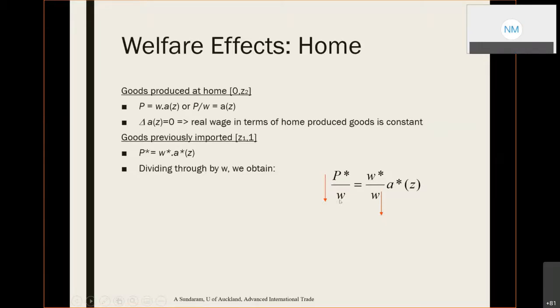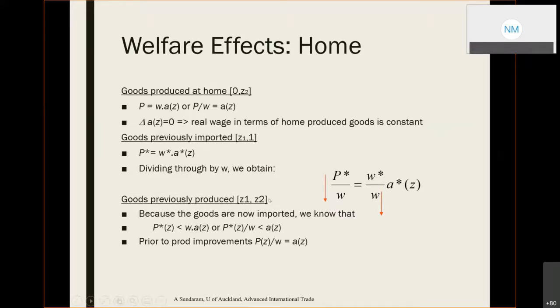So what does that mean? That means W over P star actually went up. In other words, the real wage for the Indian consumer or a worker in the section Z1 to 1, right, has actually gone up. Okay, so, and that's a good thing. So when the real wage goes up, that's a welfare improvement because purchasing power has gone up.